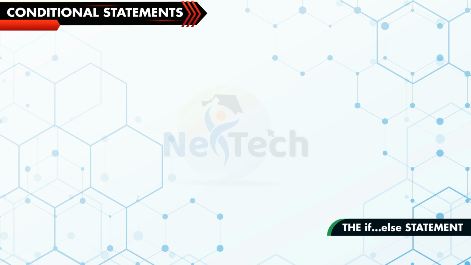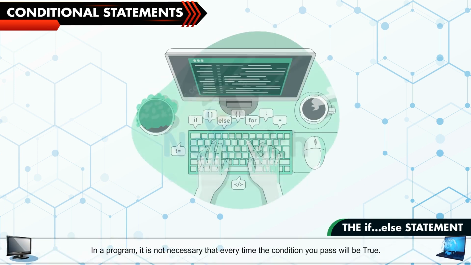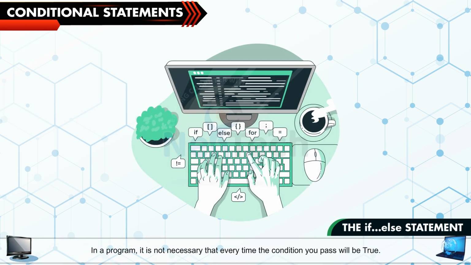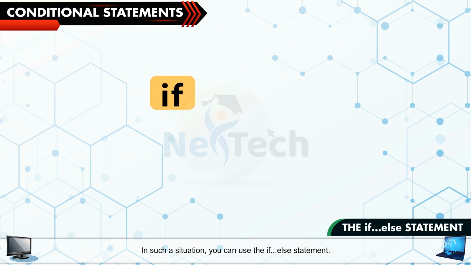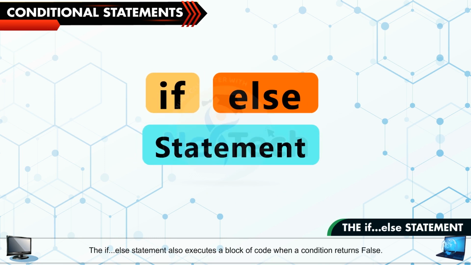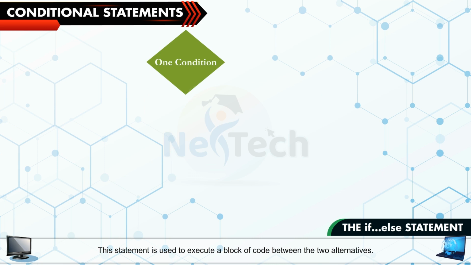The if-else statement. In a program, it is not necessary that every time the condition you pass will be true. In such a situation, you can use the if-else statement. The if-else statement also executes a block of code when a condition returns false. This statement is used to execute a block of code between the two alternatives.